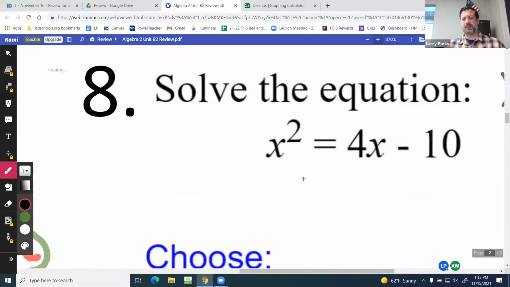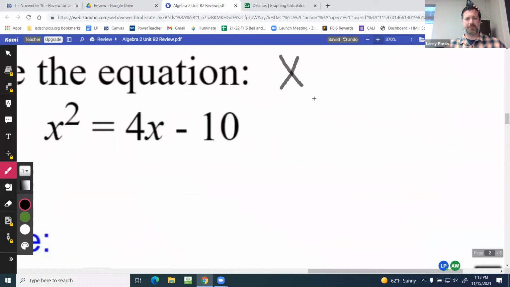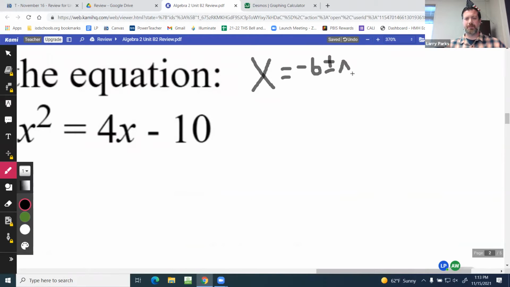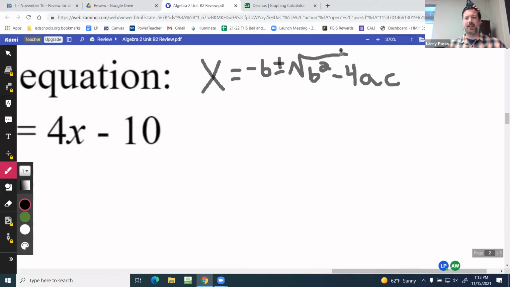Zoom in more. You go negative b plus or minus the square root of b squared minus 4ac, all over 2a. You can read my handwriting.